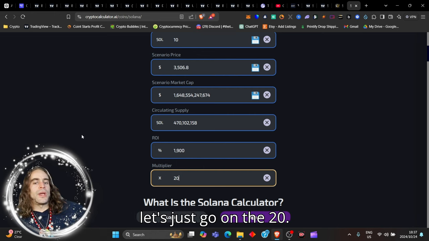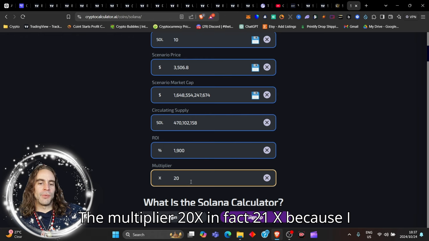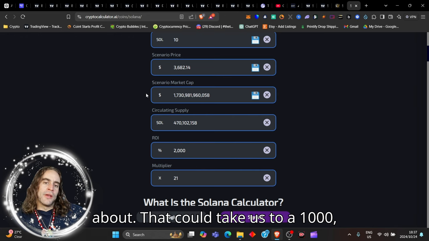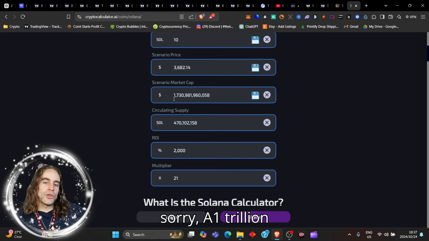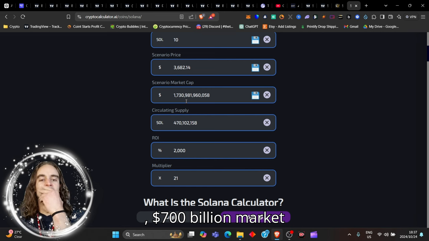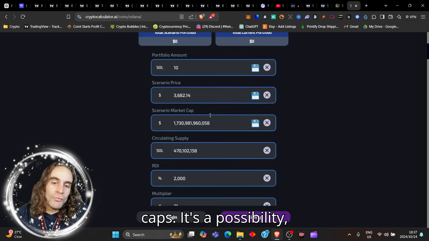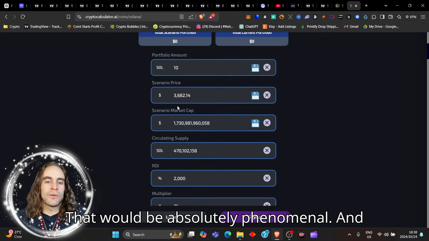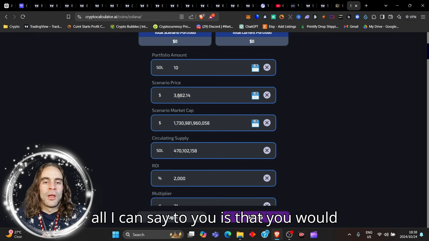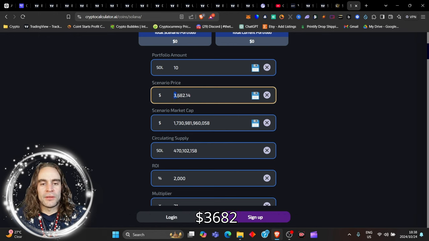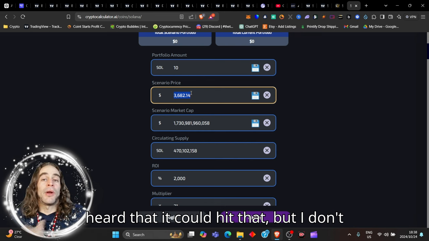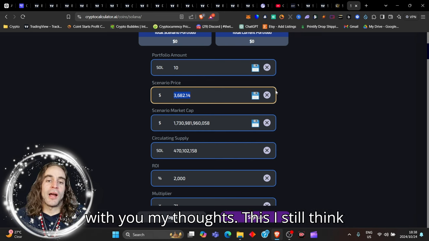So let's just go on the multiplier 20x, in fact 21x, because I want the 2,000% return that he's talking about. That could take us to a $1,700 billion market cap. It's a possibility, guys, is all I'm saying to you, all right? That would be absolutely phenomenal. And all I can say to you is that you would literally have a $3,682 Solana at that price. Possibly. I've heard that it could hit that, but I don't have a genie in a bottle. I'm just sharing with you my thoughts on this.